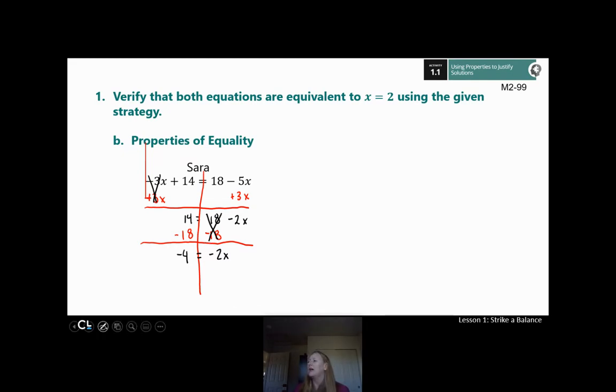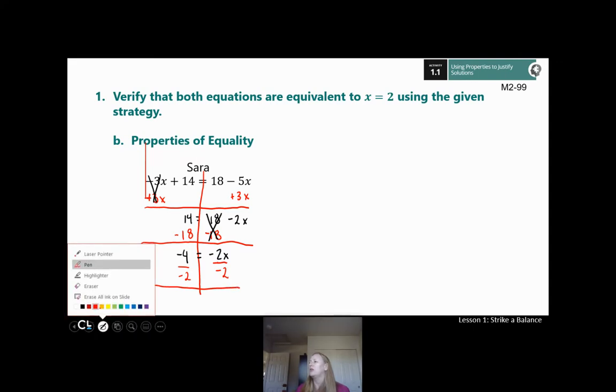And one last step then. We're so close. We're almost there. Let's get x alone. I'm going to go ahead and divide by a negative 2 on both sides, which means I'm using the division property of equality because I'm dividing by a negative 2 on both sides.